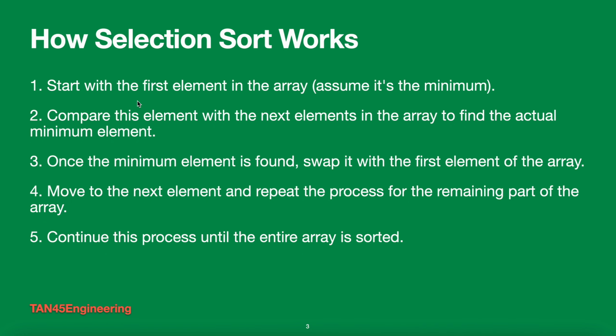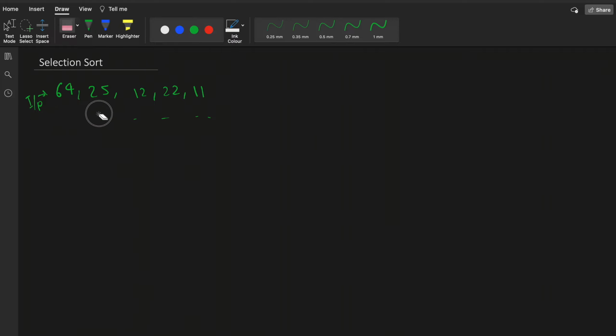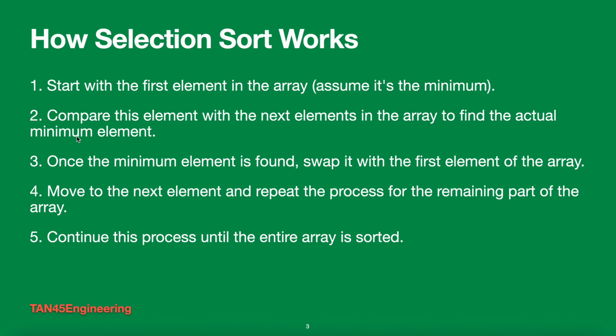So how does selection sort work? Let's go with the input again. Let me remove all this. So the input is 64 25 12 22 11. Of course, our expected output would be in sorted order: 11, 12, 22, 25 and 64. Now, there are 5 steps to solve this.